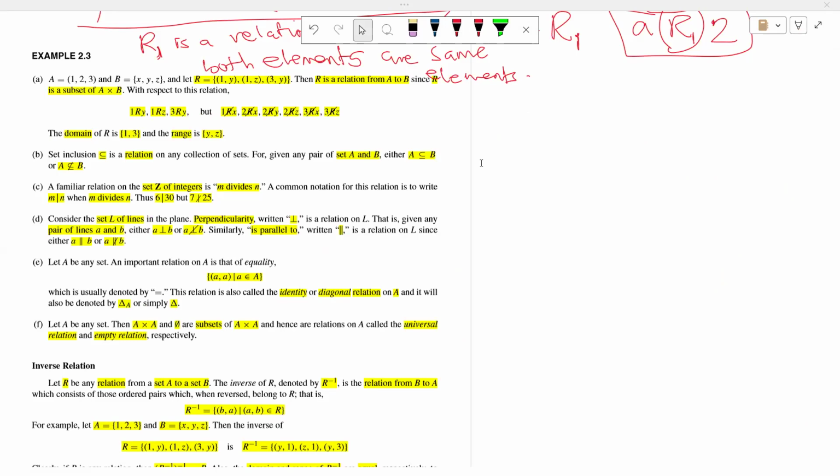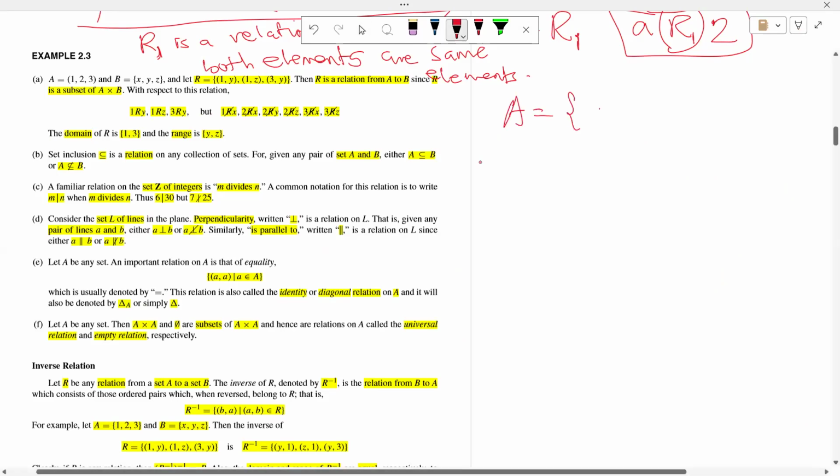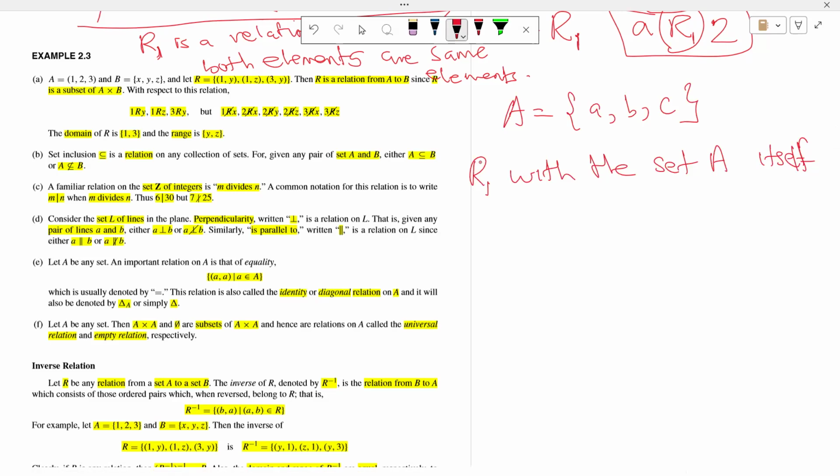Yeah, there is nothing, right? Just think about it. You have a set A with three elements, A, B, C. Now I'm creating a relation R1 with the set A itself. So you have a set A with three elements, A, B, C, and now I am creating a relation R1 with set A itself.